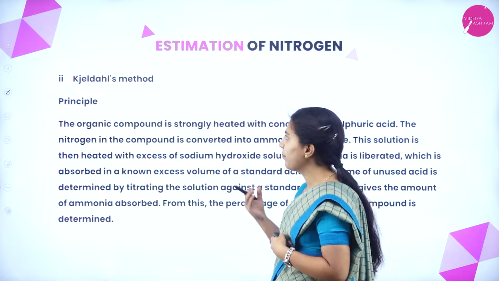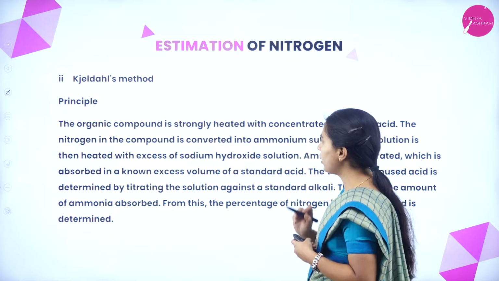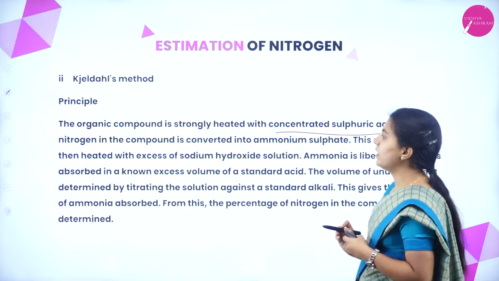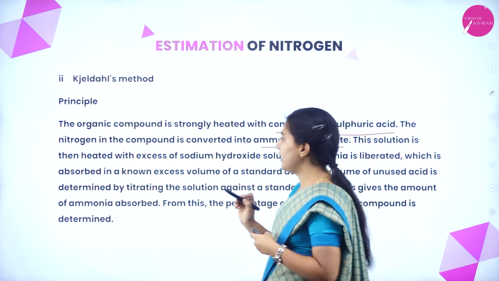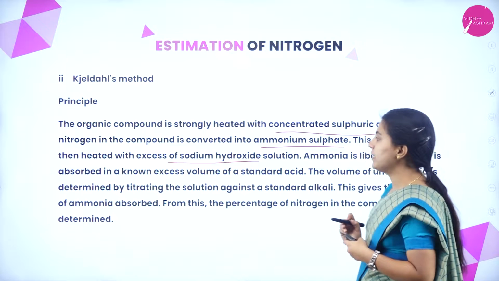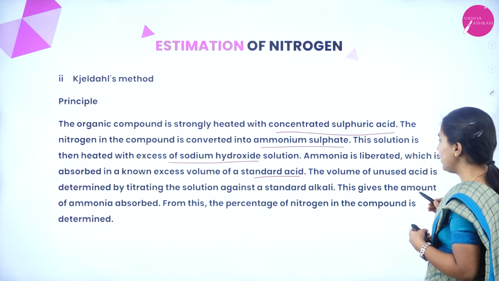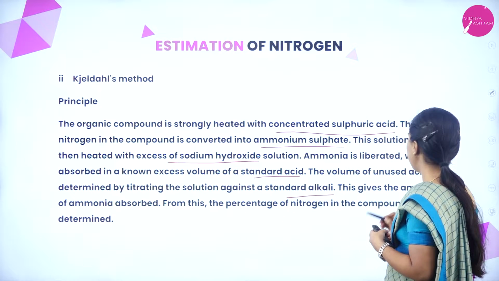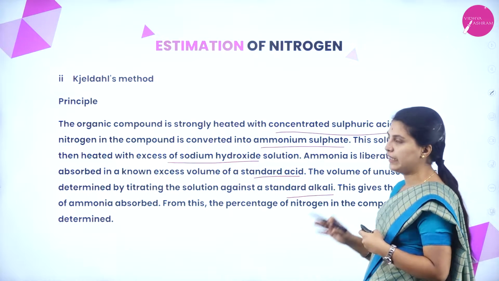Another one is Kjeldahl's method. What is the principle of Kjeldahl's method? The organic compound is strongly heated with concentrated sulfuric acid. The nitrogen in the compound is converted into ammonium sulfate. This solution is then heated with excess of sodium hydroxide solution. Ammonia is liberated, which is absorbed in a known excess volume of standard acid. The volume of unused acid is determined by titrating the solution against a standard alkali. This gives the amount of ammonia absorbed. From this, the percentage of nitrogen in the compound is determined.